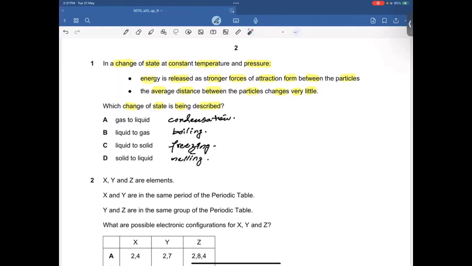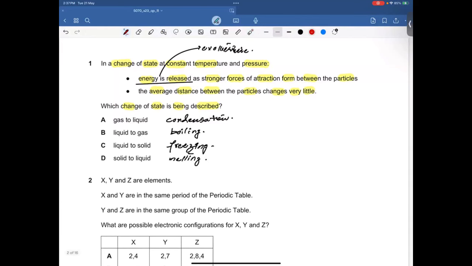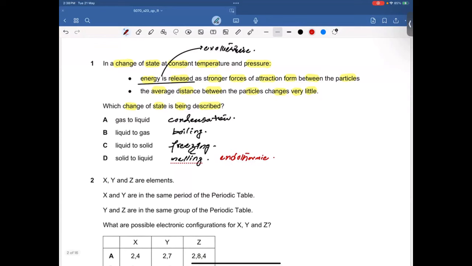All right. Now, in the first question, energy is released as a stronger force of attraction forms between the particles. Energy is released, which means the reaction is exothermic. And you know that melting is endothermic. Liquid to gas, that is boiling, is also endothermic. So obviously B and D are absolutely incorrect. The competition exists between A and C.